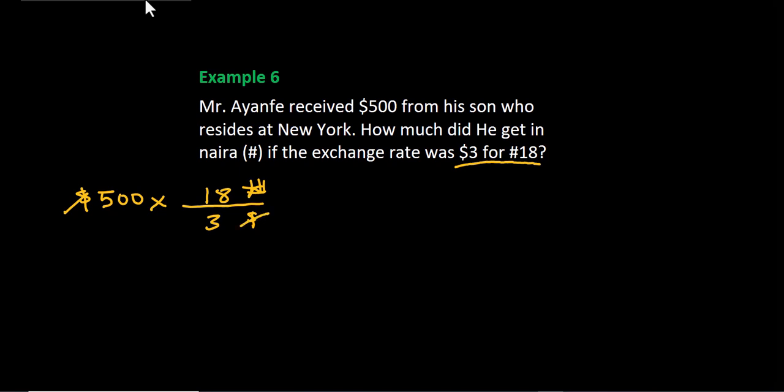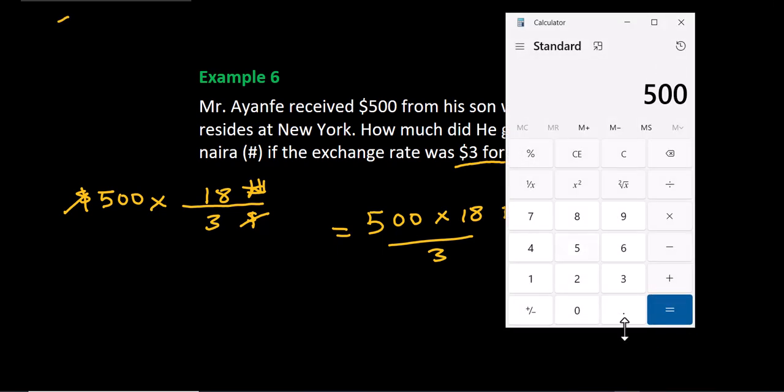Now, I know dollar should be here actually, but that should not confuse you. Hope you understand the whole step. Okay, so now we have cancelled out, so we can simply have 500 multiplied by 18, and we'll keep our units naira, and then all over 3. So let's get our on-screen calculator. 500 multiplied by 18 is equal to 9,000, then divided by 3, that's 3,000. So that's 3,000 in naira.